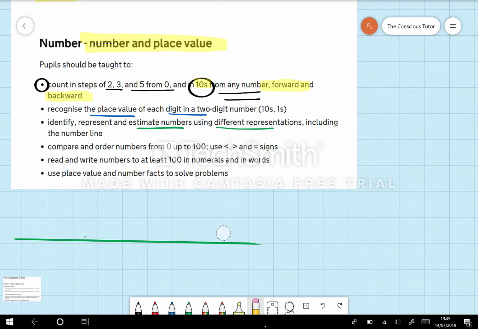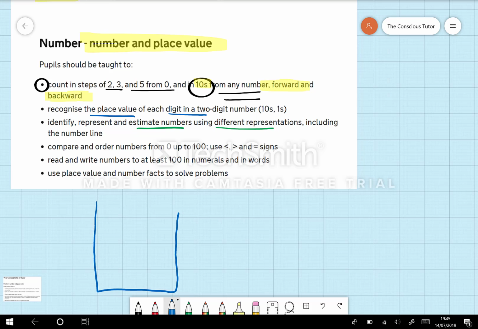You might have to estimate numbers. For example, if we quickly draw up a marble jar, you might be asked to estimate how many marbles there are in the jar. So that's where the children can look at the bottom line and give a rough idea of how many there might be.